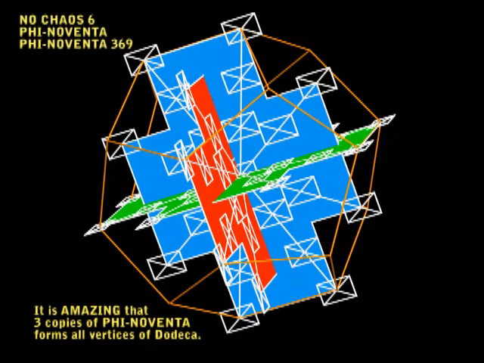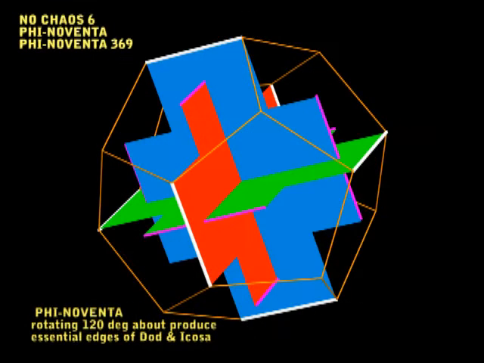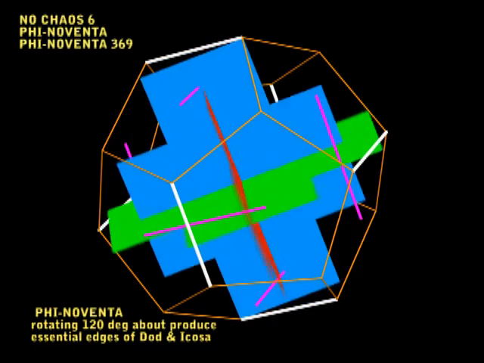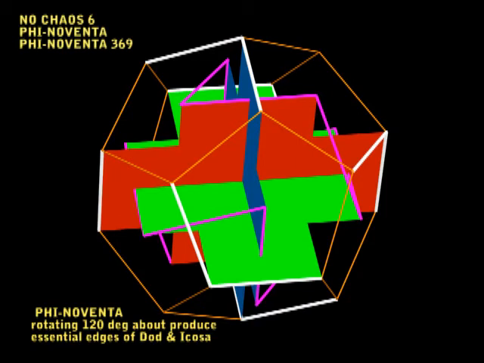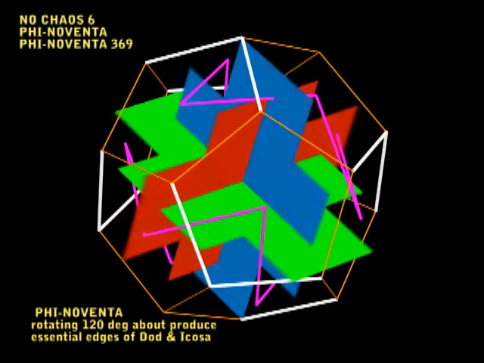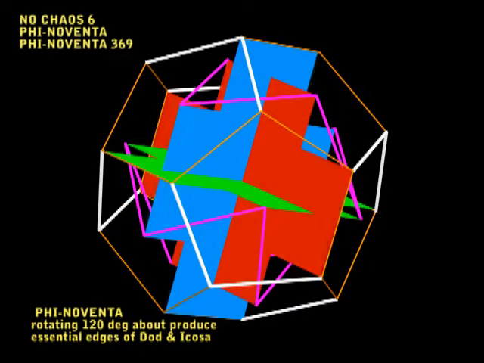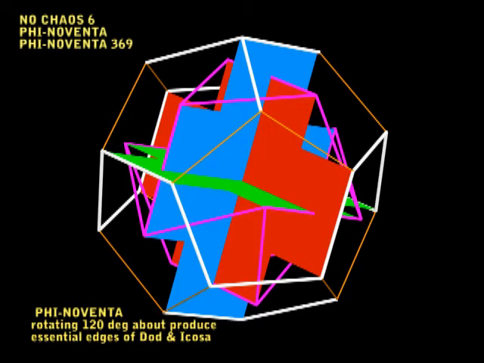Okay, let's look at this Phi-Noventa simple. I show the Phi-Noventa in a 0 position. And I've given 6 white edges for the dodeca and 6 purple edges for the icosa. Now I'll rotate it 120 degrees. And you can see that we get another 6 white edges and 6 purple edges. So now we'll give it another rotation of 120 degrees. Now you can see we get another 6 white and another 6 purple edges.